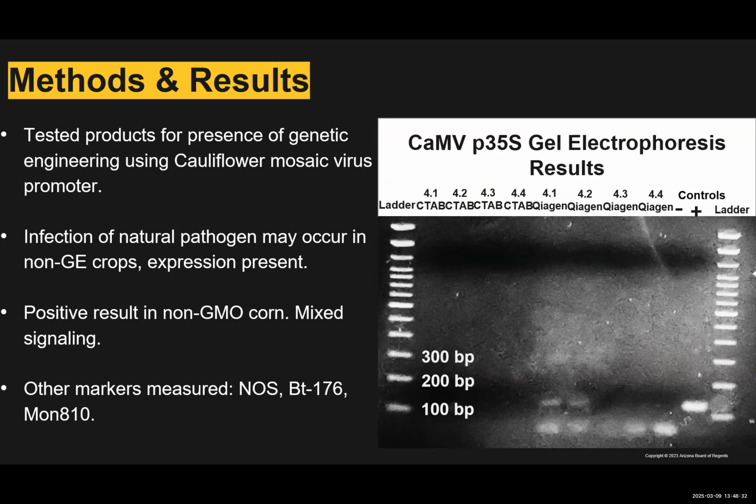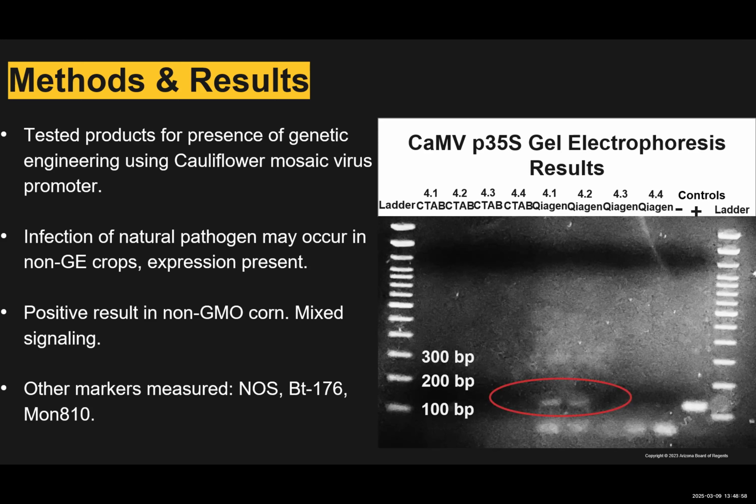the presence of genetically engineered DNA. So we were looking for different proteins that would basically be expressed. You can see here on the gel electrophoresis results that we actually have some DNA where there isn't supposed to be genetically engineered DNA.